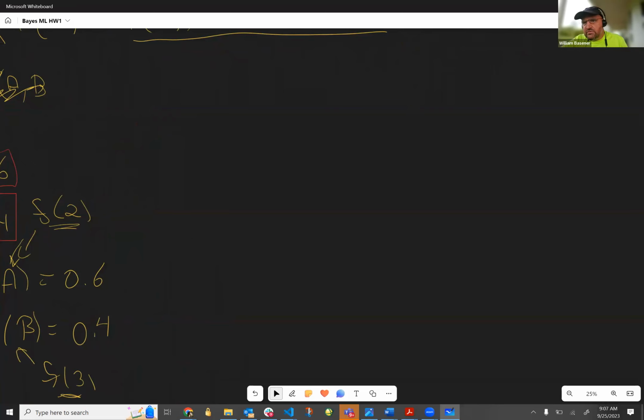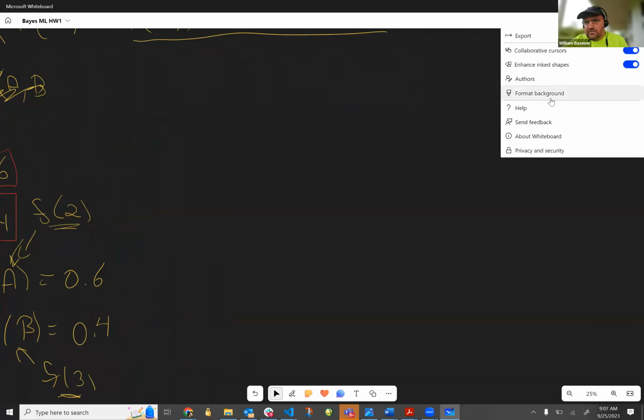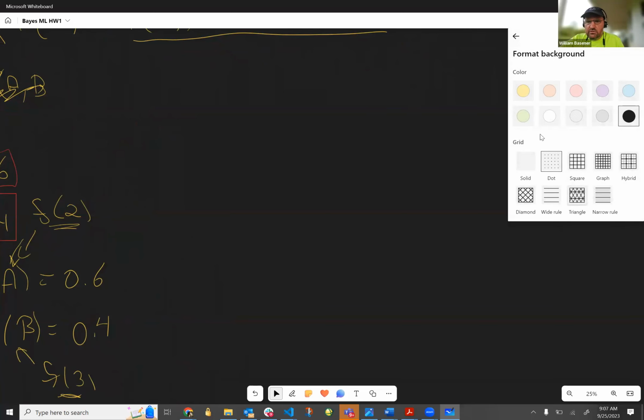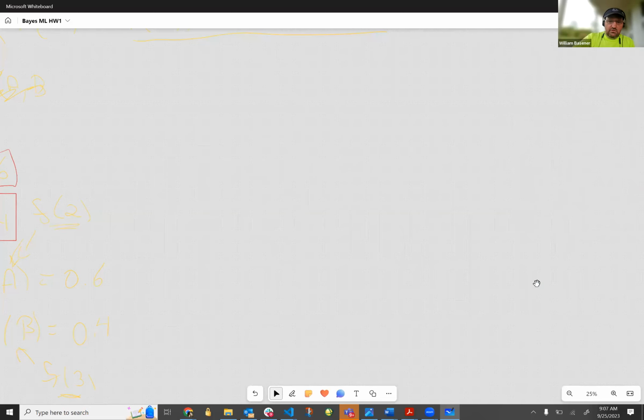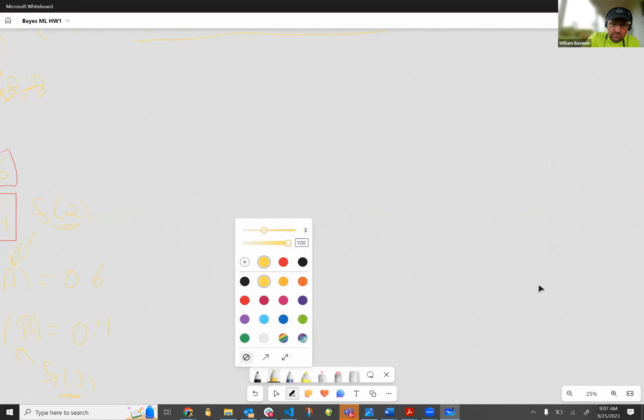No, I'm going to change the background. I don't know if I like this. Is this too dark or not? Go with the dots and the gray. I don't know. You have to tell me if you have a big preference between one of these or the other.